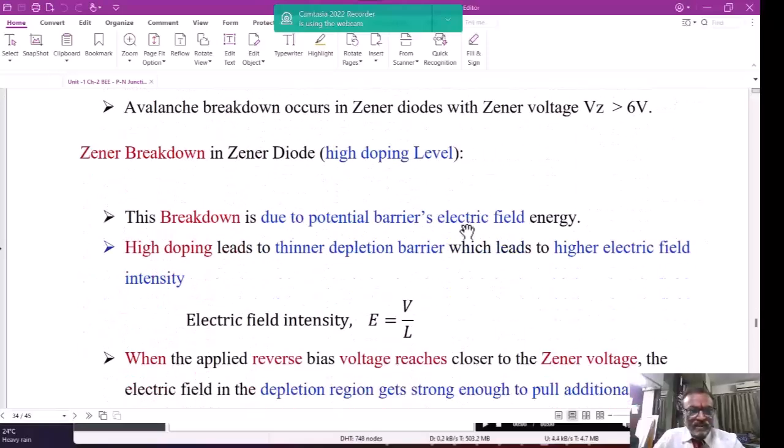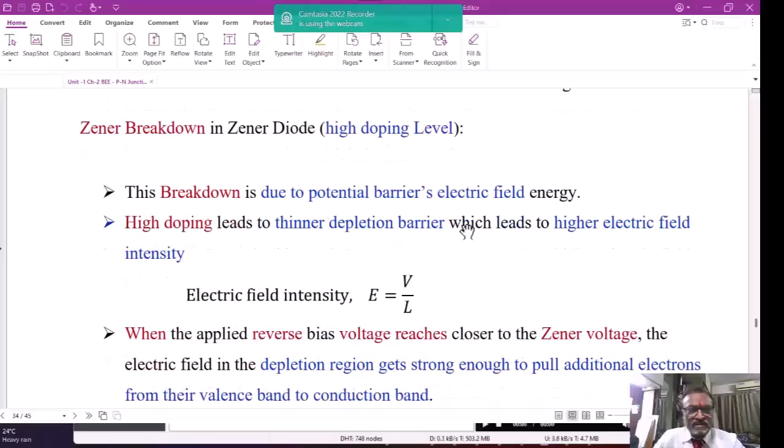Another type of breakdown is a Zener breakdown. See here. Normally, Zener breakdown occurs at less than 6 volt. For getting the lower breakdown voltage, these diodes are highly doped. High doping gives rise to lower breakdown voltage.